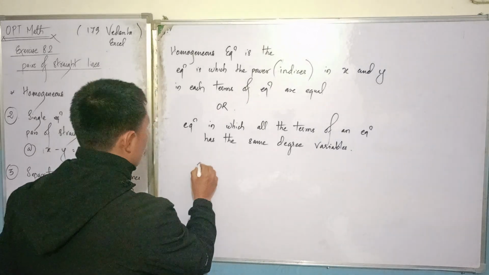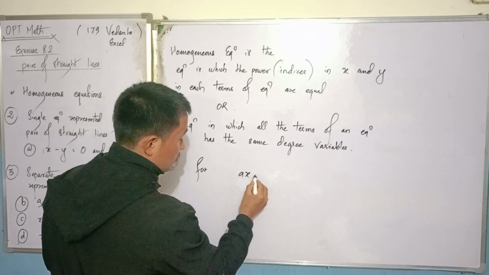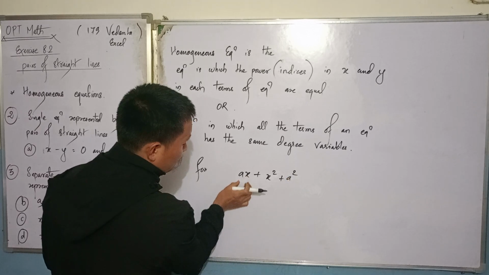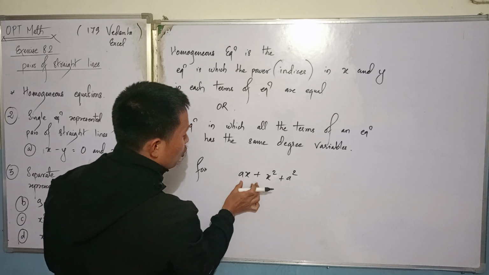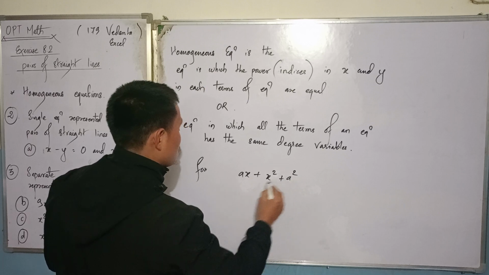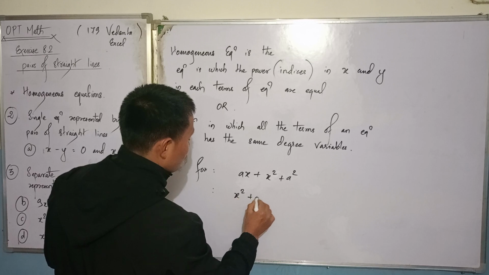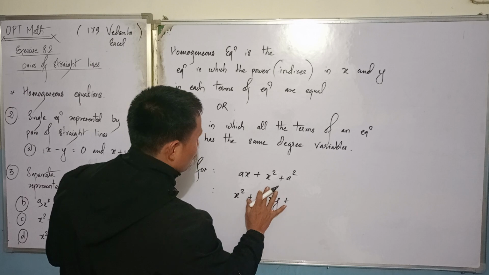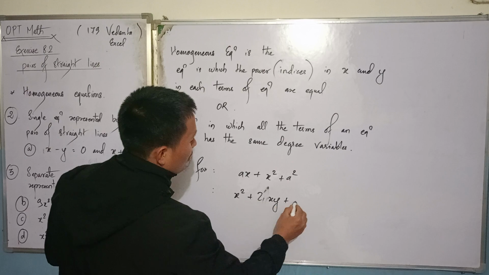For example, ax plus x squared plus a squared. Here the degree is 2, here also degree 2, and here also degree 2. So it is a homogeneous equation in terms of a and x. Another example will be x squared plus 2xy plus y squared.